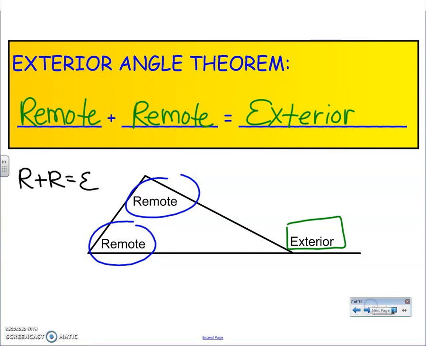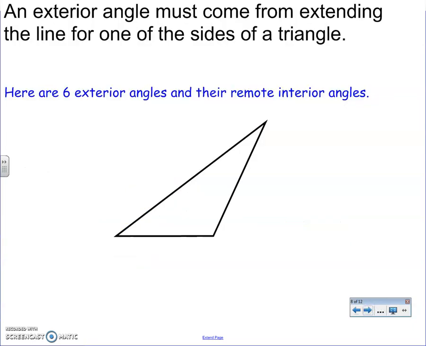All right, one more thing to keep in mind is an exterior angle must come from extending the line from one of the sides of a triangle. All right, so here are the 6 exterior angles with their remote interiors. So if I extended this line right here, this is the exterior angle, and here are the 2 remote interiors. So I'll do R plus R equals E there.